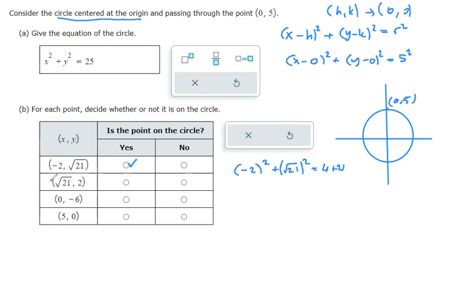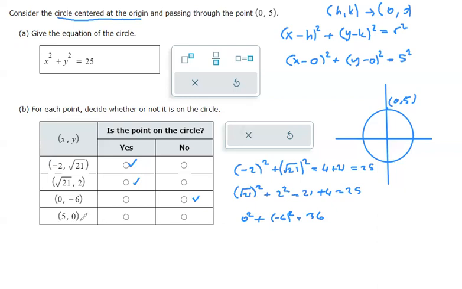And for a similar reason, if you take the square of the x, you will get the square root of 21 squared plus 2 squared. This is 21, and 2 squared is 4. If you add them, you get 25 as before, which is why that is also on the circle. And if I do the same thing with the next one, 0 squared and (-6) squared, this is equal to 0, this is equal to 36. If you add them, you get 36, which is not 25. So I will say it's no.